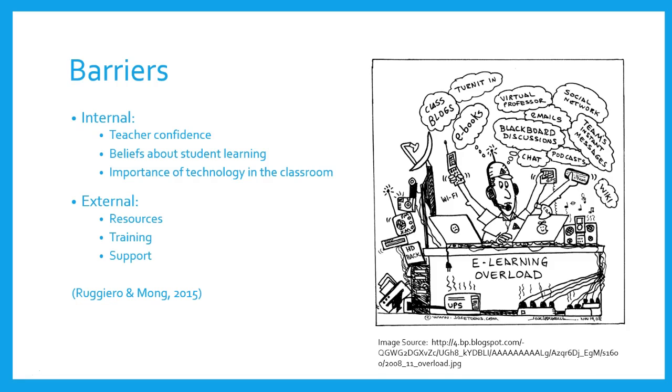External barriers include resources. What types of devices are available for student or teacher use? What kind of internet access is available? Is it reliable? What district policies are set up for device or internet use by students? And can they bring their own device?